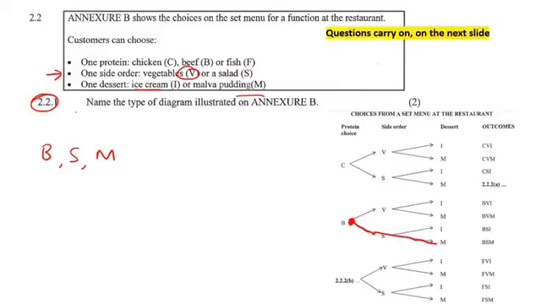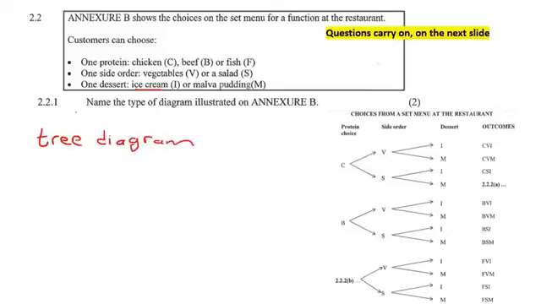Okay, and that would be called BSM, because it's BSM. Okay, got the idea of how this little diagram works. So let's go read the questions now. It says, name the type of diagram. Now, this type of diagram where they branch out like that, it's called a tree diagram.